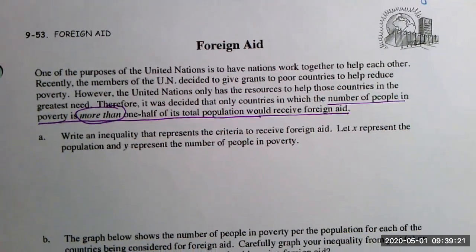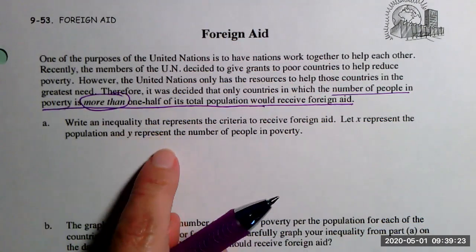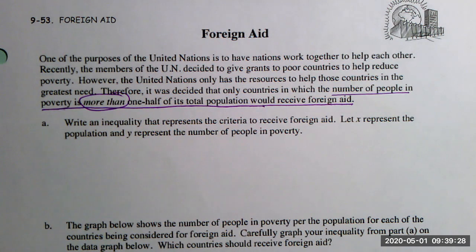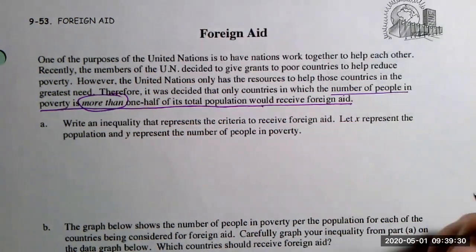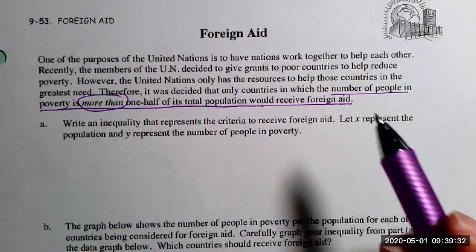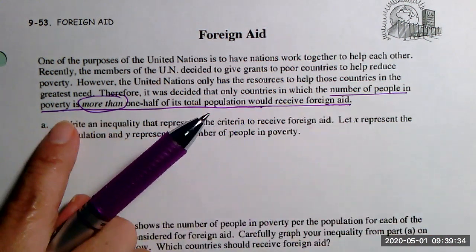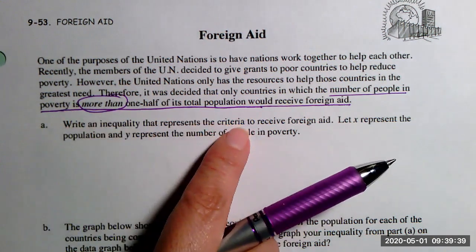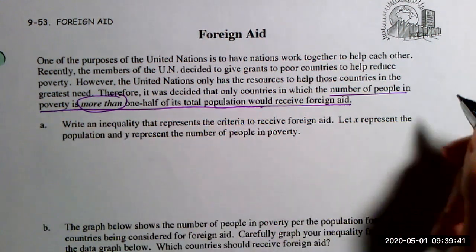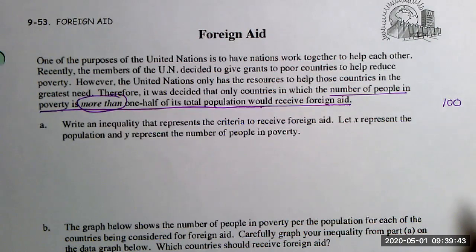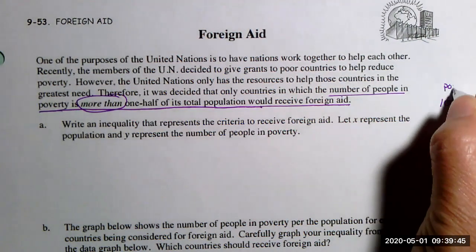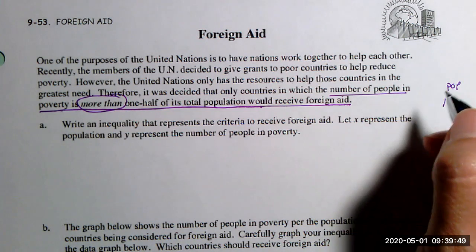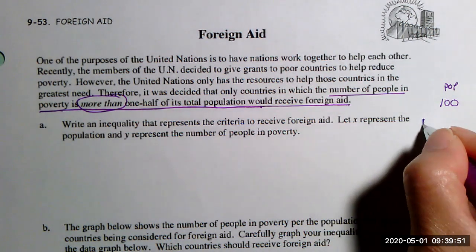Okay. So what they want us to do first is write an inequality. I'm going to say let's do that last. So let's go to the graph. The question is, who's going to get help? And the condition is that more than half of your people have to be in poverty than the population. For example, if you have 100 people in your country, that's your population, then you need to have more than half. So more than half would be 50 or more than 50.